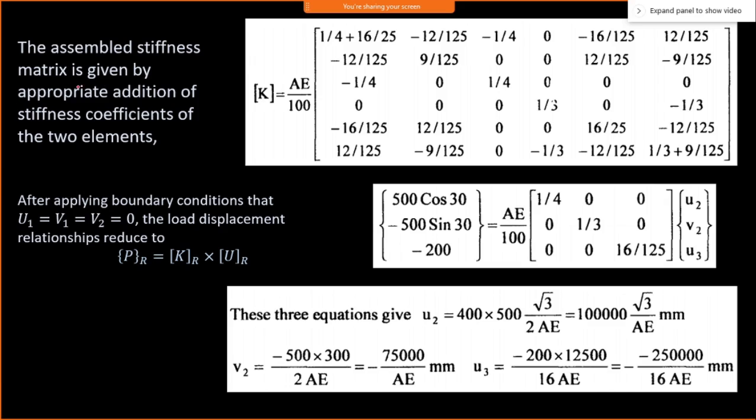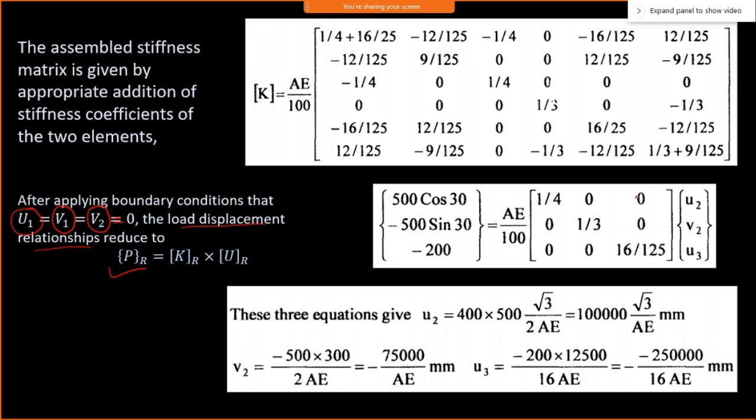Then the assembled stiffness matrix will be seen here. After assembly, you can see there are many additional terms. Then we need to apply the boundary conditions, where for the displacements we look at U1, V1, V2. These 3 degrees of freedom have boundary conditions applied and are fixed. So now the load displacement relation reduces to this.